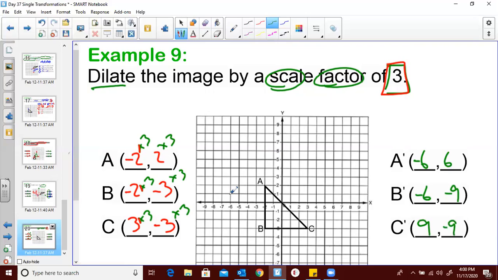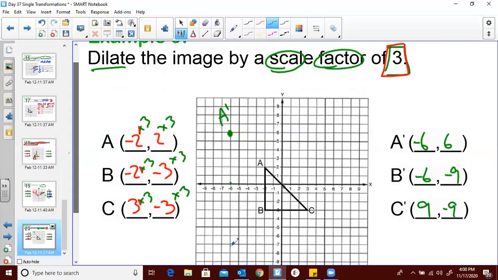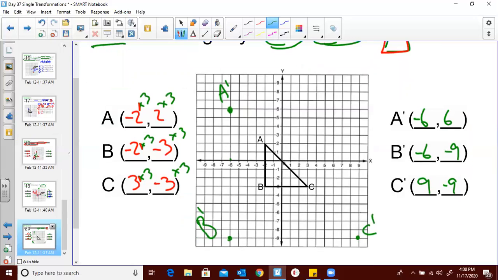And if I wanted to plot these, you could see we get negative 6 all the way up to 6. That's going to be our A prime. And we have B, which would be negative 6 all the way, whoops, let me scroll down a little bit, all the way down to negative 9, which is going to be our B prime. And C will be 9, negative 9. And that's our C prime. And there's no way I'm going to make these lines straight, but you can see that we are left with a triangle. It is just much larger than our previous triangle.